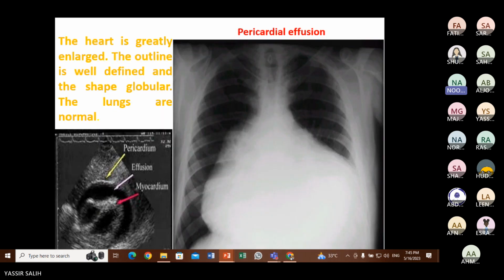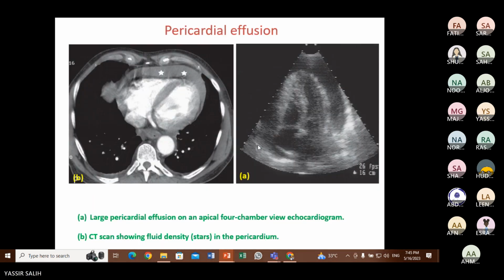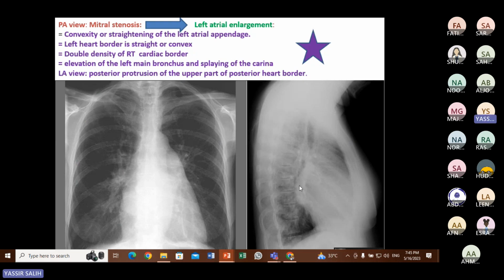Elevation of the left main bronchus. Yes. Link it with what? The bifurcation, the splaying of the carina. The angle between the right and left main bronchus increases, splaying of the carina, with posterior protrusion of the heart border posteriorly.